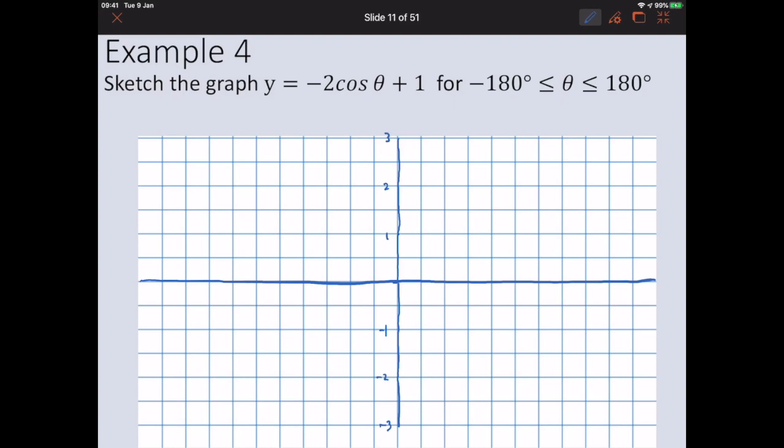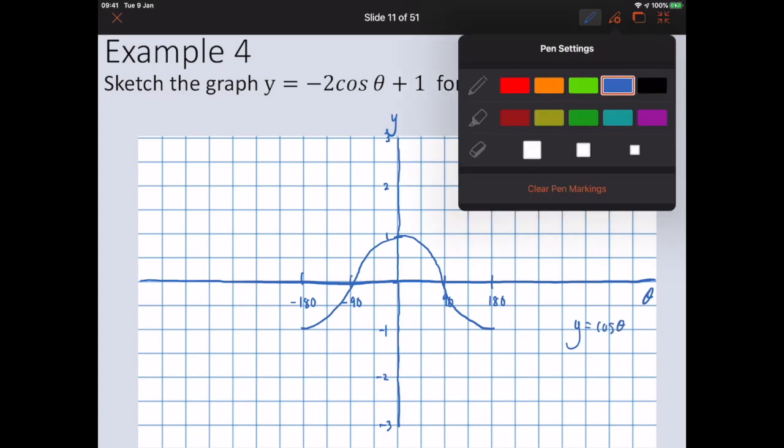Now subdivisions in the theta axis. This is why we need to get to 180. So we just need two of these. That's going to be 90, 180, minus 90, minus 180. So let's start by drawing a cos graph. Cos of 0 is 1, so we get this shape. There's a graph of y equals cos theta.